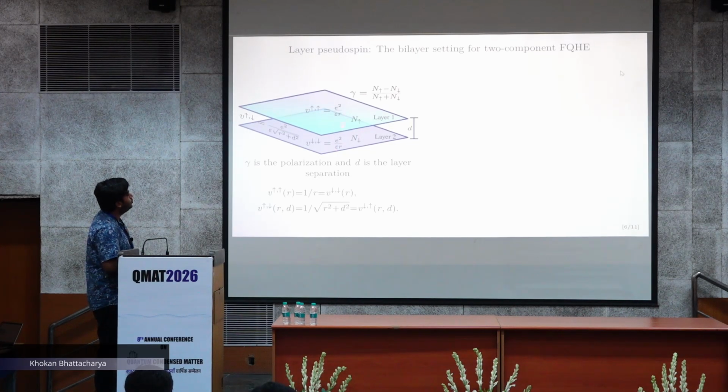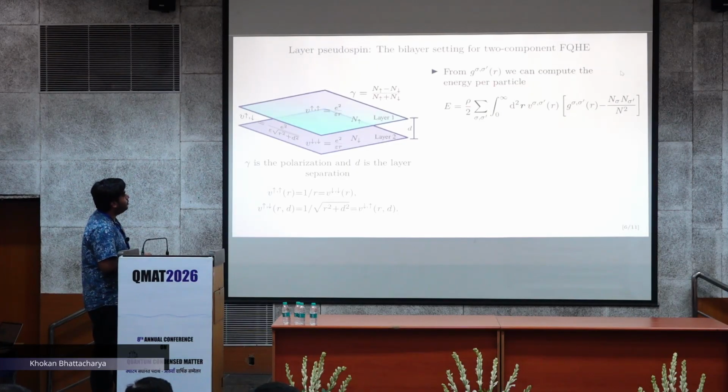We have now, let's say, two layers which are separated by a distance d, and the up and down indices are now labeling these two layers. In this case, we are using a standard Coulomb interaction, which is 1/r in the same layer, and between these two layers, it is 1/sqrt(r^2 + d^2).